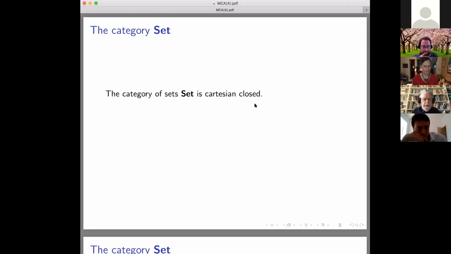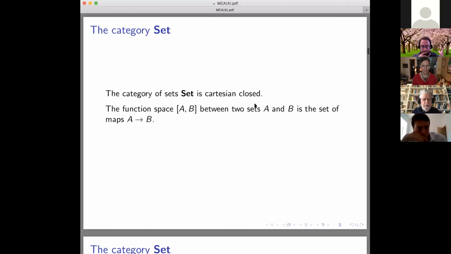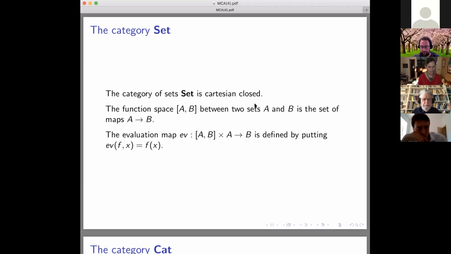So, for example, the category of sets is Cartesian closed. In this case, the function space between two sets is the set of all maps between A and B. And the evaluation is just what you would call the evaluation. You evaluate a map f at an element x by just computing the value.